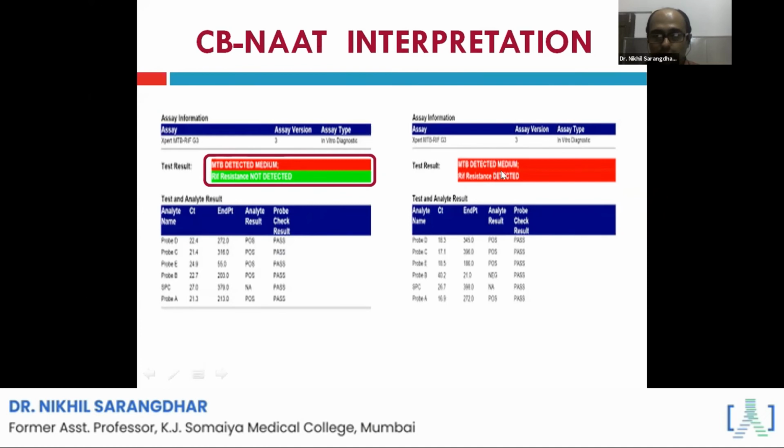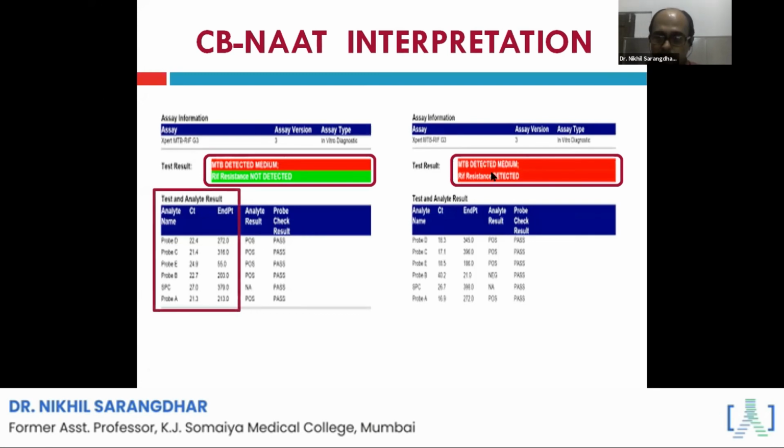So you see, this is one of my patients. You have MTB detected medium in both samples, RIF resistance not detected in the first but detected in the second. Now why medium? I've already told you. You can look at the CT values here. They are all within the range 16 to 22. But this is a patient who for 2.5 months was failing on the drug susceptible regimen, so he required a diagnosis of MDR TB. The first test came like this and we were not able to change therapy. A second test repeated subsequently showed RIF resistance and we were able to start this patient on an appropriate regimen for MDR TB.